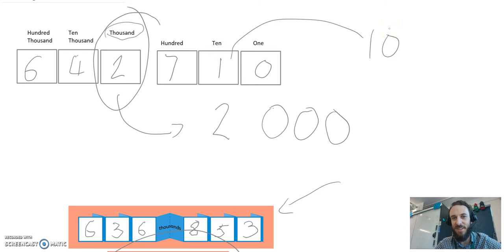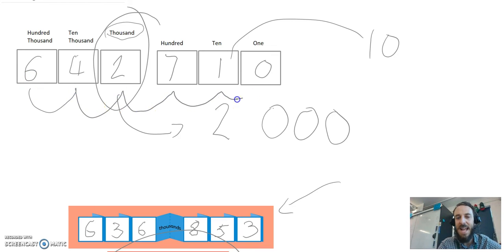Guys, that's the basics for six-digit numbers. Be super careful with place value. Be super careful with how you read these numbers. This number would be 642,710.